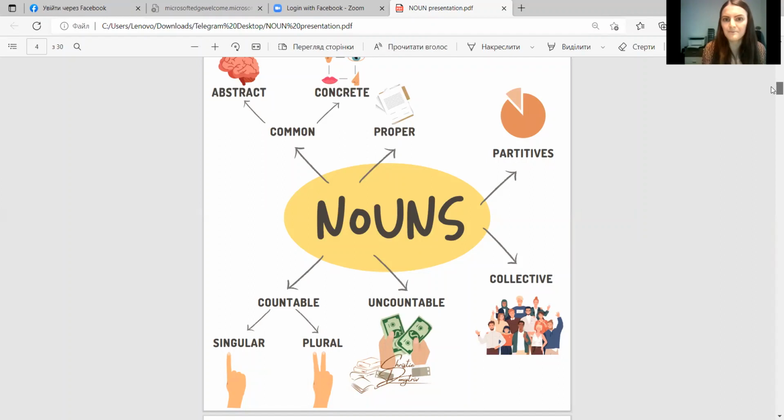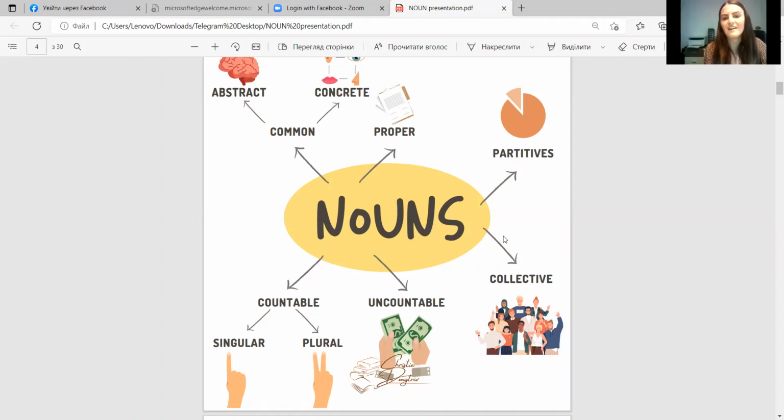Then we move to other categories. All nouns can be counted or cannot be counted. So counted means полічені, so count, лічити щось. In this case, when you see the objects here, you say 1, 2, 3. So it means you can count them. Thus, you have singular and plural. Singular, це є один noun, when the object is only one, and plural, when there are two or more objects. Here we have the pictures.